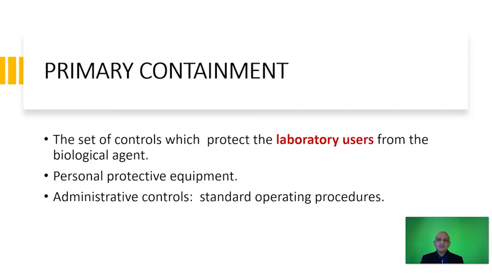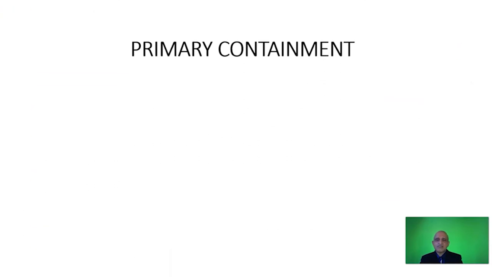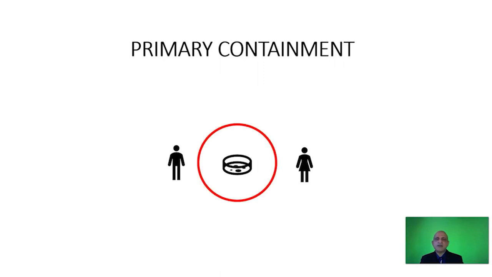Primary containment focuses on the set of controls which protect the laboratory users from the biological agent. Personal protective equipment is a form of primary containment, and administrative controls such as standard operating procedures also constitute primary containment. So this is an example of primary containment. You have your biological agent sitting in your laboratory, you have your laboratory workers who are working with that biological agent, and you have your primary containment, or the primary barrier. This may be in the form of personal protective equipment or a biological safety cabinet.